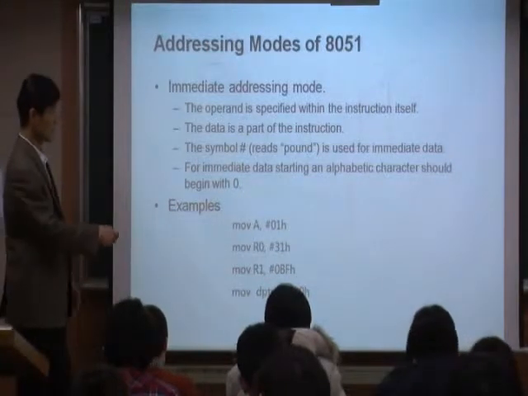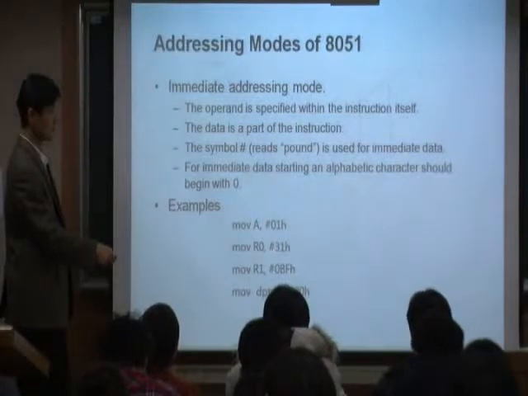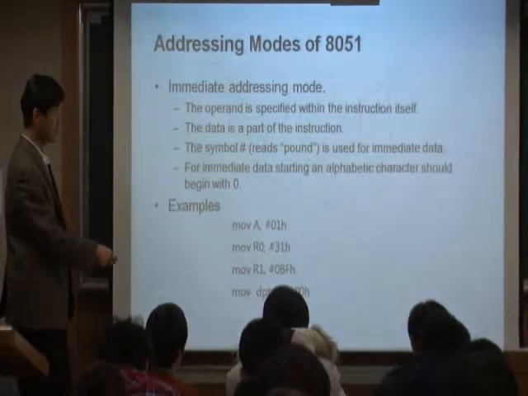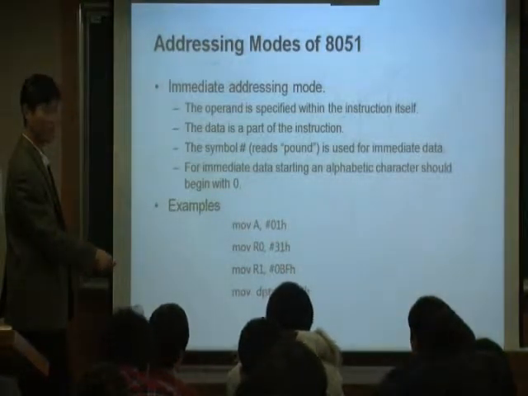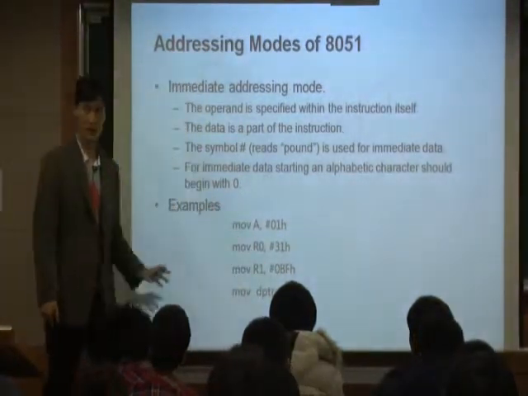Okay? Remember this one. When you use an immediate value, you use pound, but the value here should not start with an alphabet character. If you want to use a value starting with a letter, you should put 0 in front. Okay? In 8051.